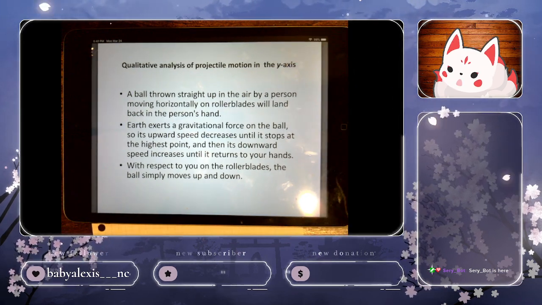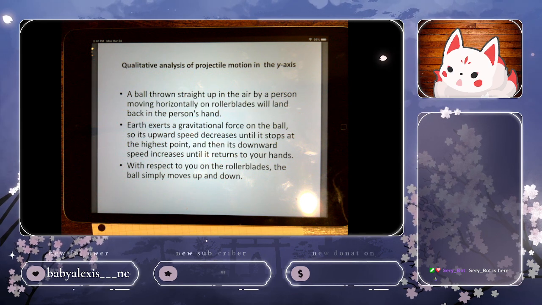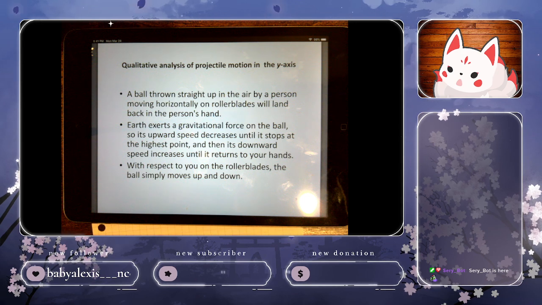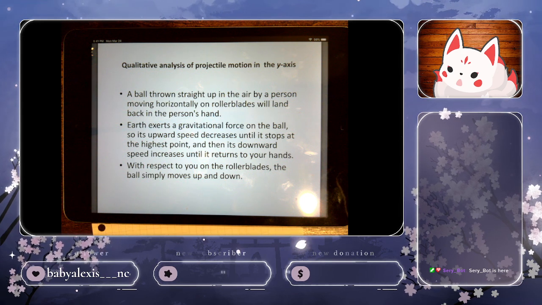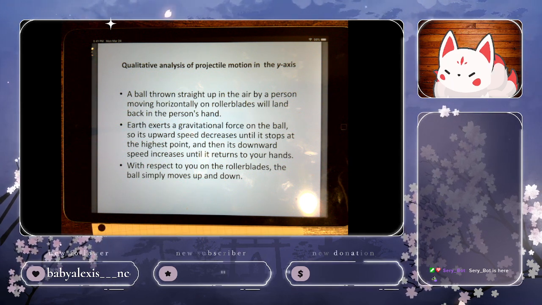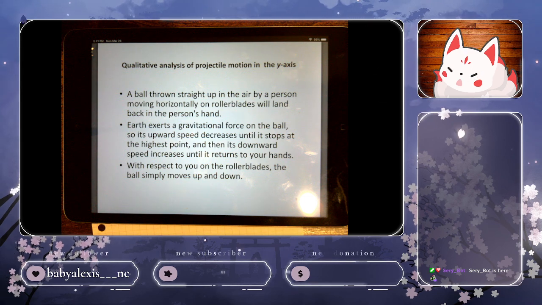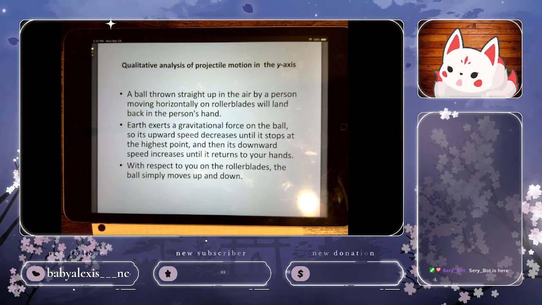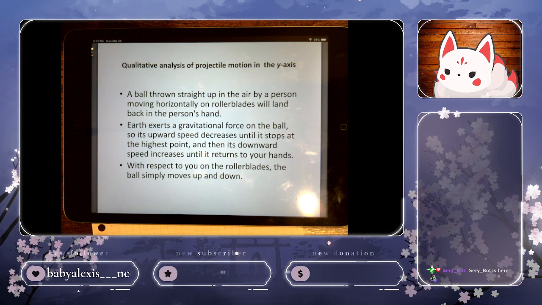Okay, a ball thrown straight up in the air by a person moving horizontally on rollerblades. Earth exerts a gravitational force on the ball, so its upward speed decreases until it stops at the highest point, and then its downward speed increases until it returns to your hands.